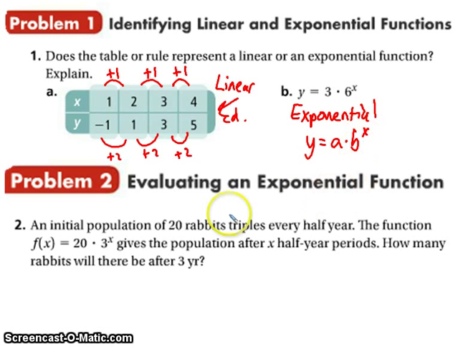All right, on to rabbits. We're given an exponential function: f of x is equal to 20 times 3 to the power of x. We're told that it triples from 20 rabbits. This is the beginning population, and it triples every year. Now, the tricky thing: the function gives the population after x half-year periods. So x is not the number of full years. Each x represents half a year, 6 months. We're being asked, how many rabbits will there be after 3 years? So 3 years is equal to 6 half years.